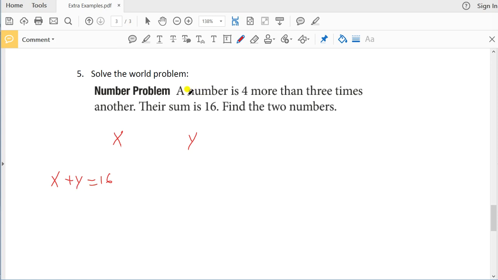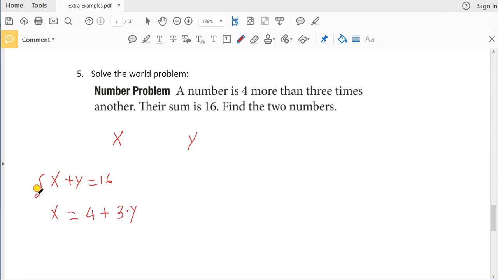Now go back to the first sentence. I know that a number is 4 more than 3 times another number. So let's say that number is x. They say x is 4 more than, or I add 4 to, 3 times another number. Another number means y, because we already picked x. So x equals 4 plus 3 times y, or 4 plus 3y.